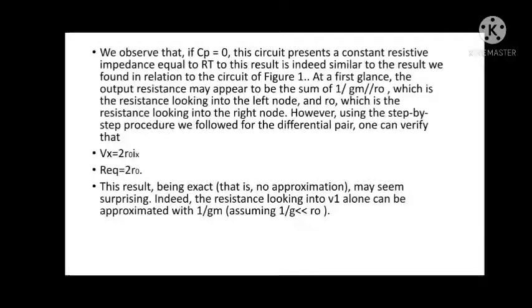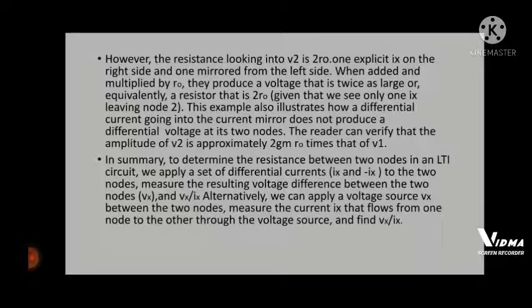This result, being exact with no approximation, may seem surprising. Indeed, the resistance looking into V1 alone can be approximated by 1/gm. However, the resistance looking into V2 is 2 R0.